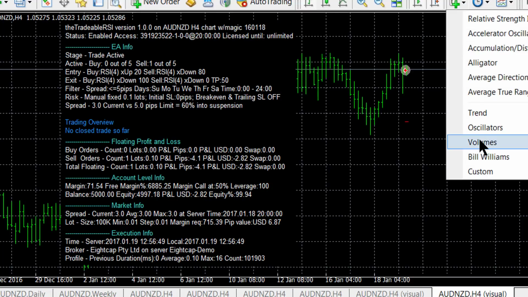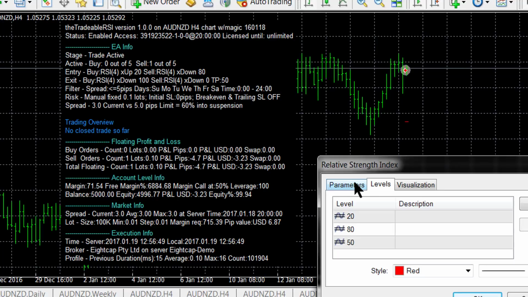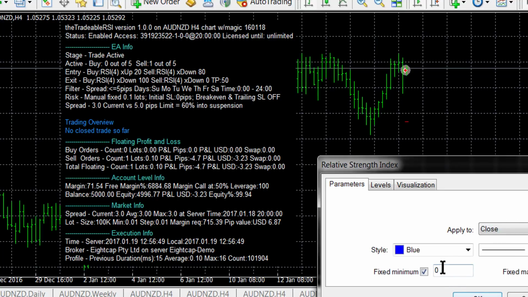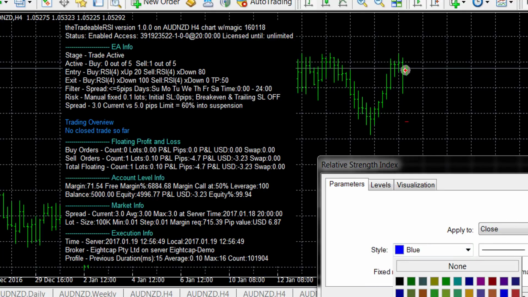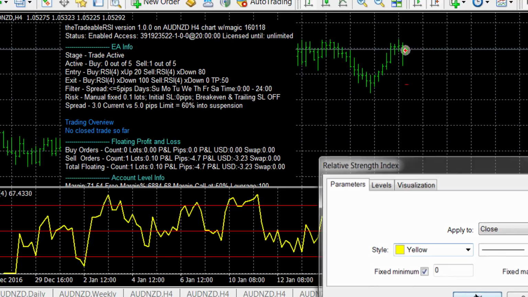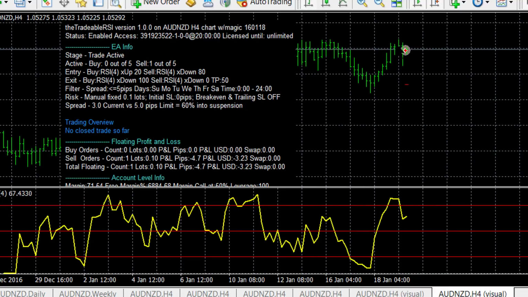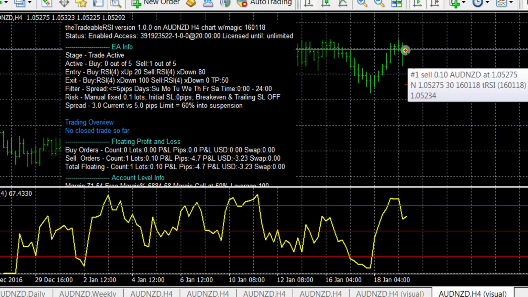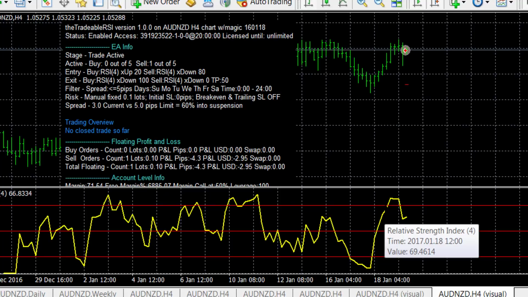So what I'm going to do is load the RSI indicator, relative strength. It's black, so I'll use a yellow, and we'll load that. All right, there we are. Why it went into a sell there was because one of the signals is that it has to go overbought and then come back and cross the 80 line, and you can vary these things in the EA, and that's the whole part of this testing.